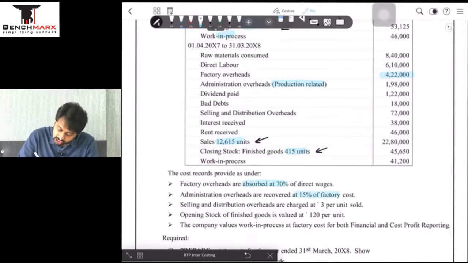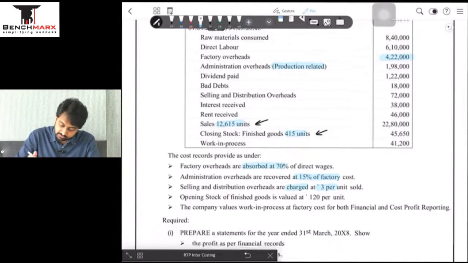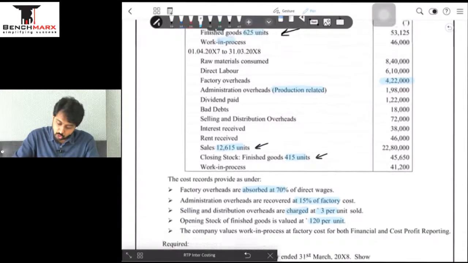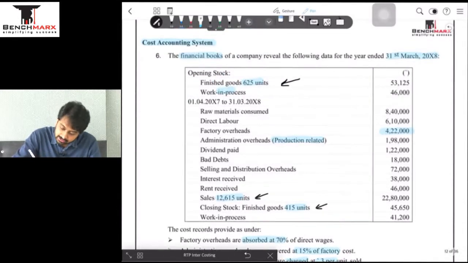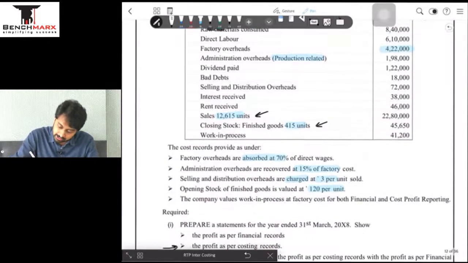S&D overheads are charged at 3 per unit sold. Okay, normally S&D overheads incurred and absorbed normally same रहता है, but here if they have given a separate rate for S&D, we will use this rate for the cost sheet purpose. ठीक है, then opening stock of FG is 120 per unit. Okay, now tell me, was the opening stock of FG given? I can say yes, this number is ये वाला. If the opening stock of FG का rupees is given, then ये rupees क्या है?